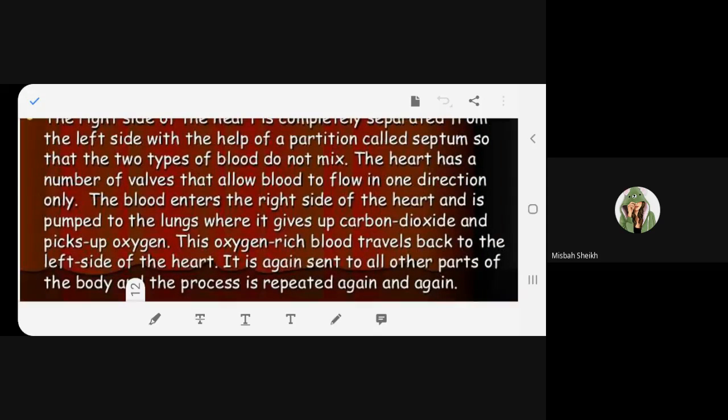Then, when it comes to the heart, what happens? Read. It is again sent to all the other parts of the body and the process is repeated again and again. Now tell me, do you have any problem? No, ma'am. Understood? This is happening with one beat. One beat of the heart pushes out blood rich in oxygen. One heartbeat, rich in oxygen. It is pushing by force.